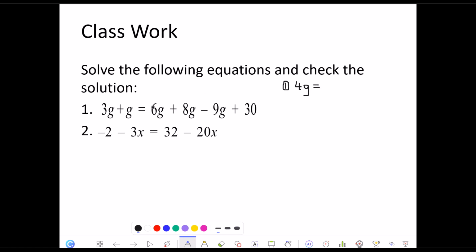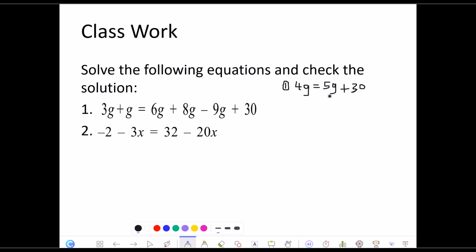Then this is 6 plus 8, that is 14. Because they are like terms, you can see that the letters are the same. Then 14 minus 9, we have 5. So this is 5G. So this is 5G. Then 30 does not have any letter, it's a term on its own. You get your 30. That is all.